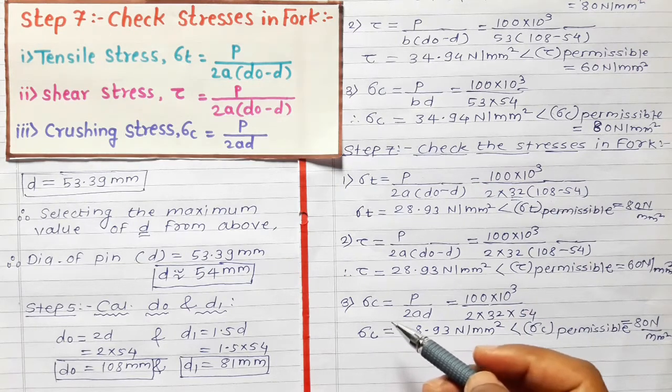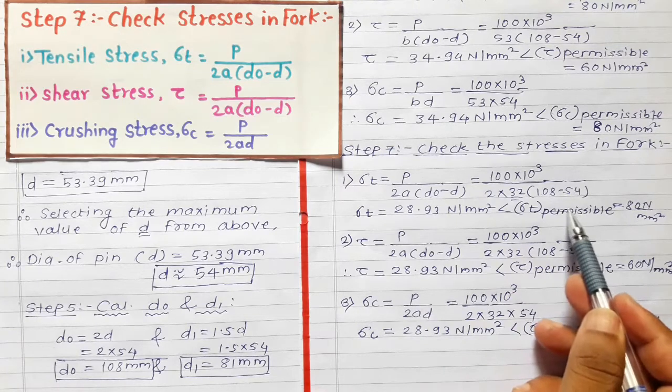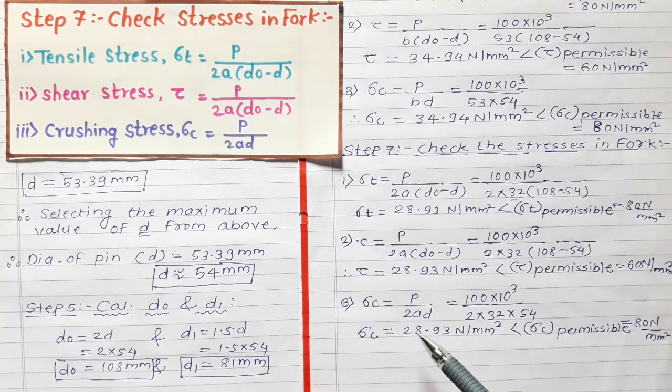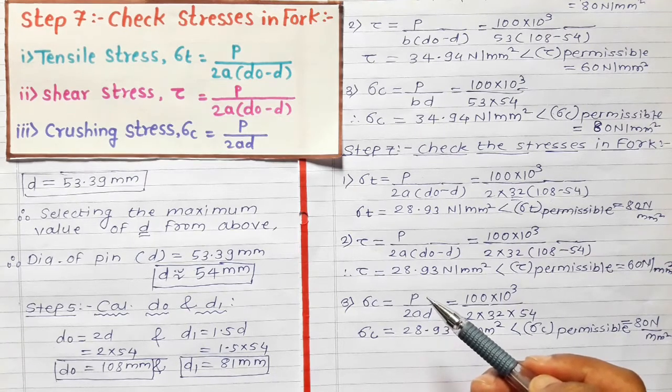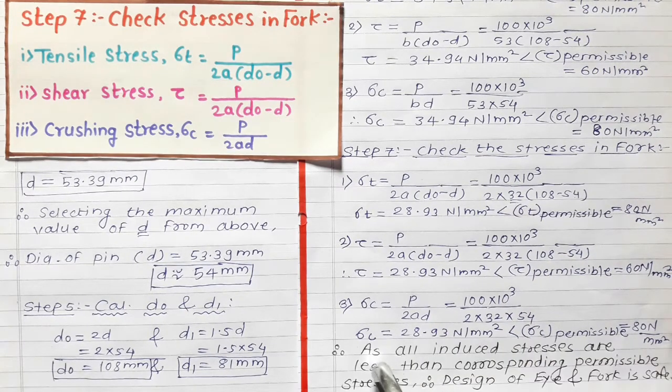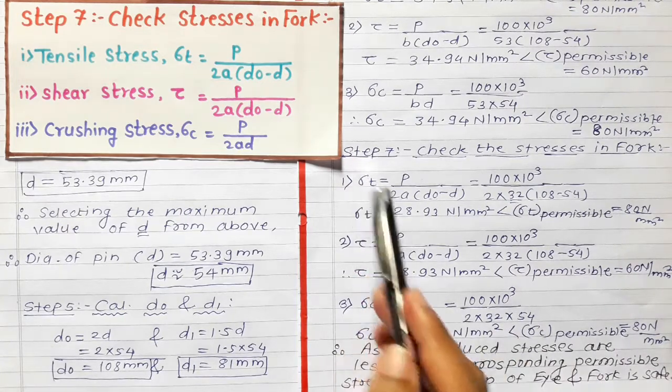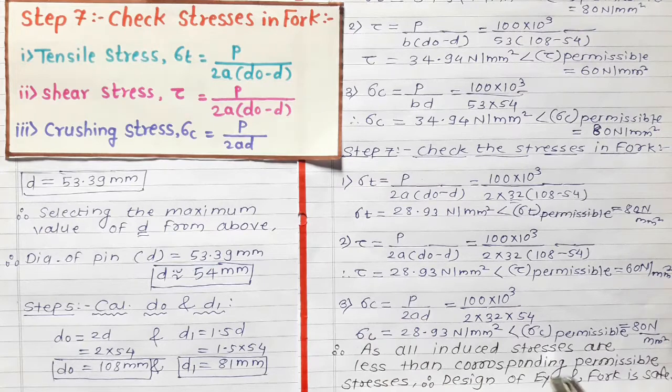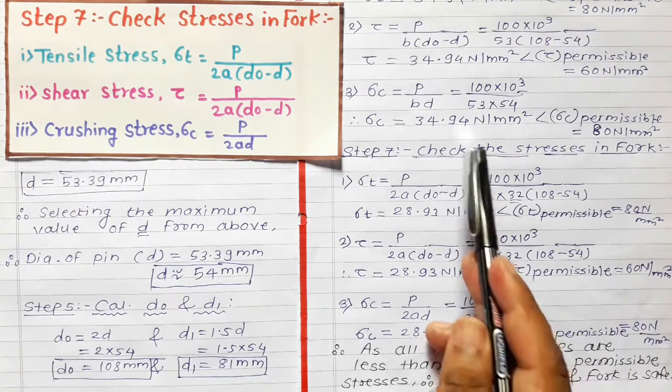Okay, so as you have got all the induced stresses less than all the corresponding permissible stresses, therefore you have to write one statement like this. Finally, you have to write this statement: as all the induced stresses, that is induced tensile stress, induced shear stress and induced crushing stress, are less than the corresponding permissible stresses, therefore the design of I and fork is safe. Either you can write this similar statement separately for the I also, but if you write this statement combinedly for I and fork, it is also okay. So it is acceptable. Okay, so you have to write this statement. This statement is very important after step number 6 and step number 7.